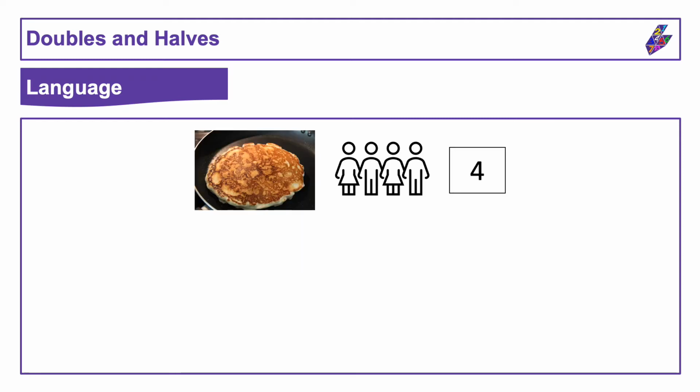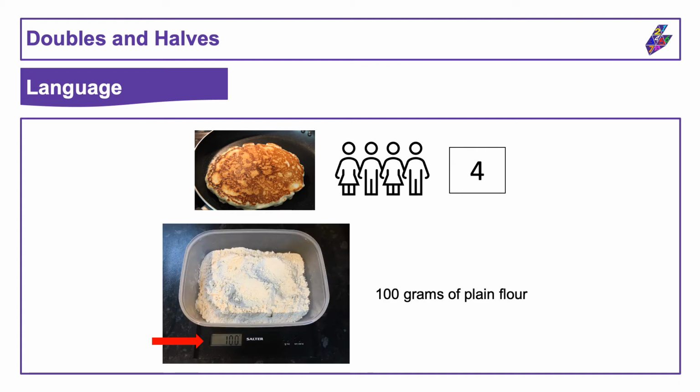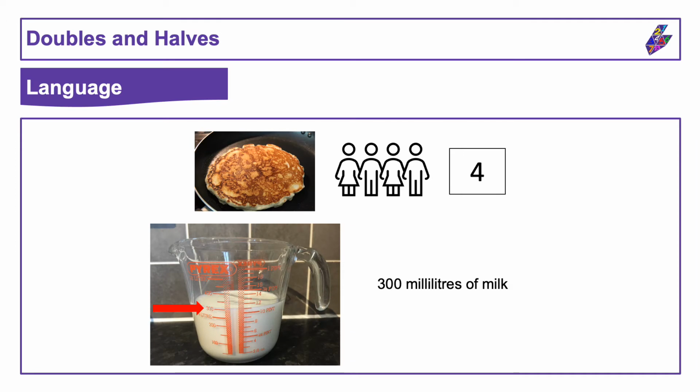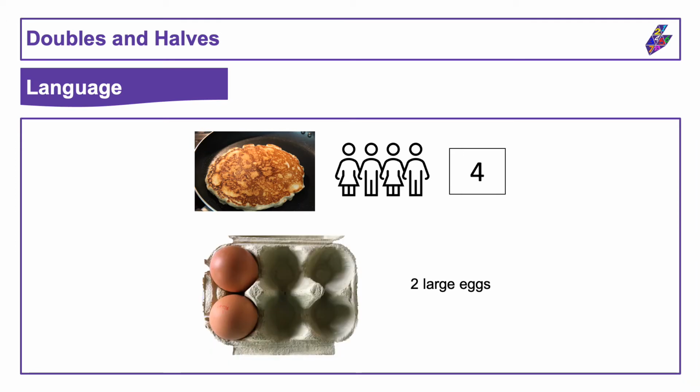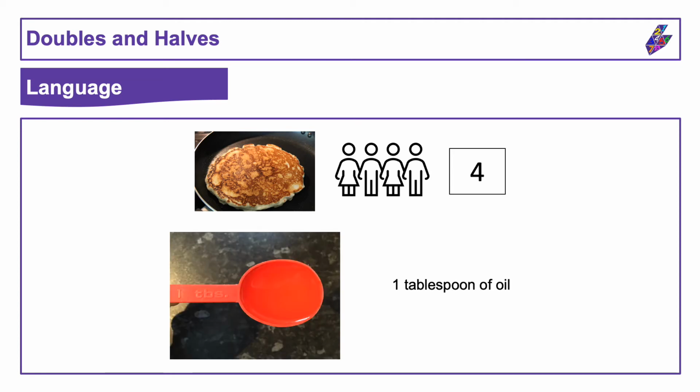Let's look at an example to help us understand the word double. We'll use the context of a pancake recipe to help us. To make pancakes for 4 people, you need 100 grams of plain flour, 300 millilitres of milk, 2 large eggs, and 1 tablespoon of oil.